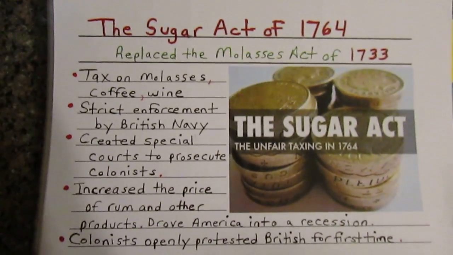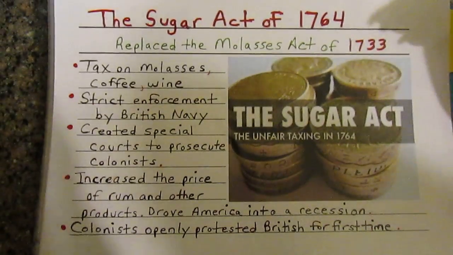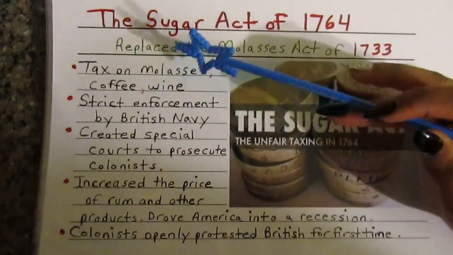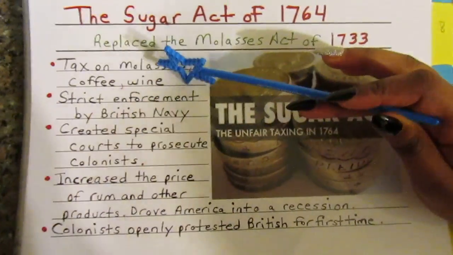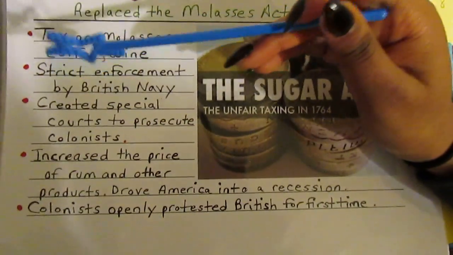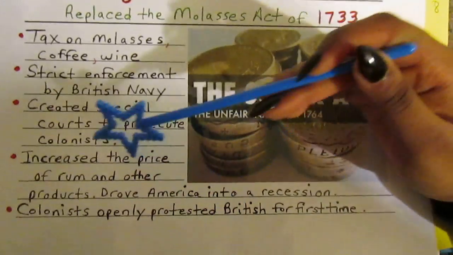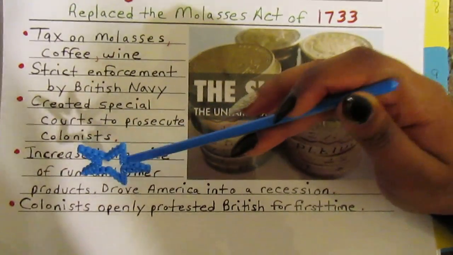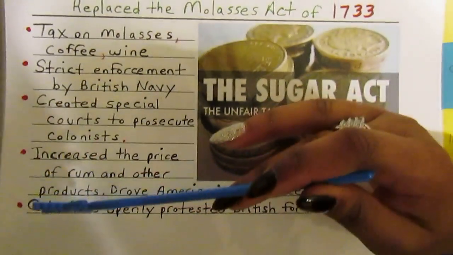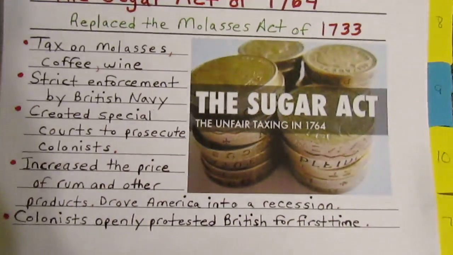The Sugar Act was just a different way for England to tax the colonies, and it replaced the Molasses Act of 1733. It was a tax on molasses, coffee, and French wine. It was strict enforcement by the British Navy, and it created special courts to prosecute colonists, and it increased the price of rum and other products, and it drove America into a recession. Colonists openly protested the British for the first time.